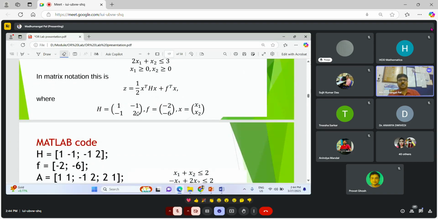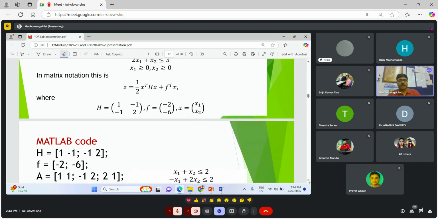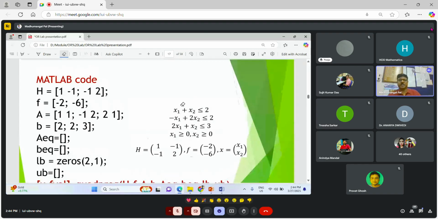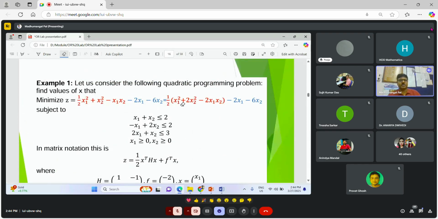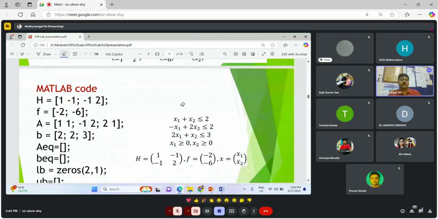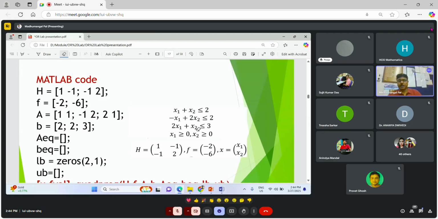And also we have written the H matrix, A matrix, and so on. So these are the corresponding representations in MATLAB code. H I have already mentioned. F is, sorry, F is the coefficient of the linear expression. I have already mentioned minus 2 and minus 6. Minus 2, minus 6 is a column vector, but here we have written it in a single line, so the rows are separated by a semicolon symbol. Okay, and what is A?